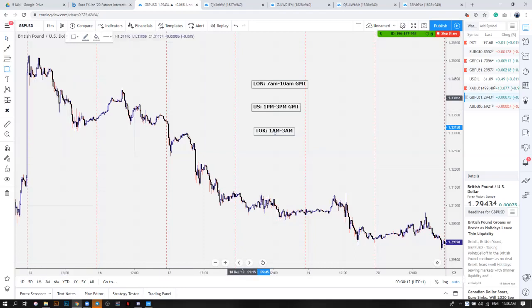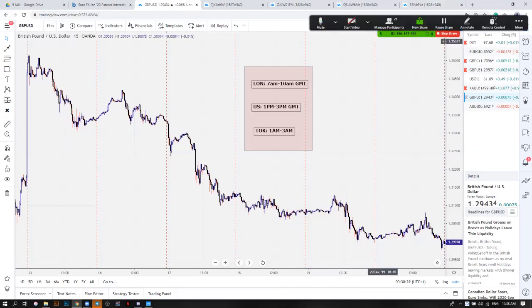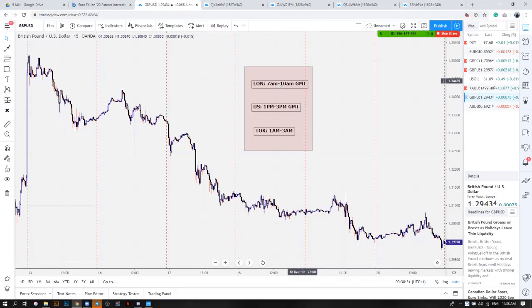That's going to be essential for your exercises. Your exercise now is, on any pair that you like, find out where the high and low formed, and write down that time zone in GMT. That way you're going to know 80% of the time what to do every single day.